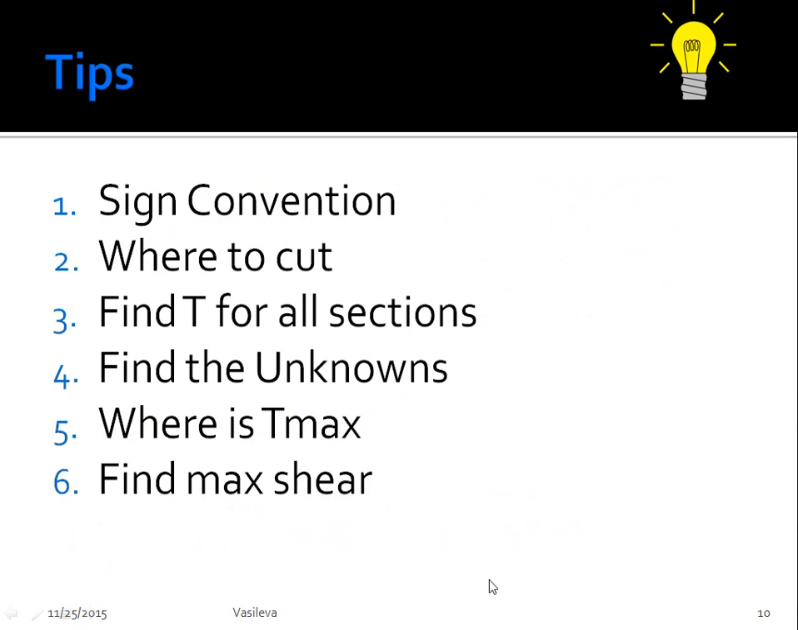This is a quite involved problem with many steps. I'll give you a few important things. It's just paying attention to detail. You need to make sure that whenever you cut, you're paying attention to sign convention and which direction your torques are actually going. You need to know where you need to cut. So that means in between every single point where there is a moment. You need to find the torques for every single section. So basically every point that you cut, you need to find the T. You need to be able to find your two unknowns. So in this case, they were our TA and our TB, which were at the fixed ends of the shaft.